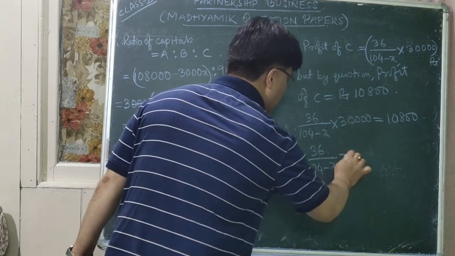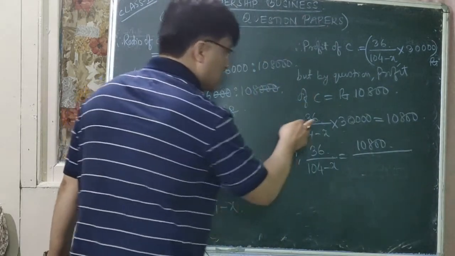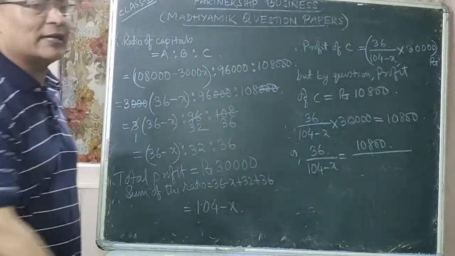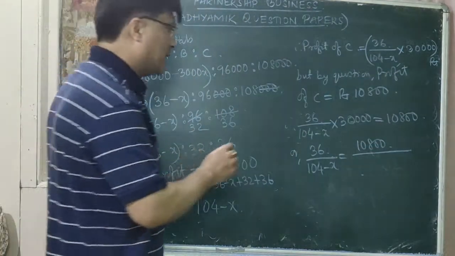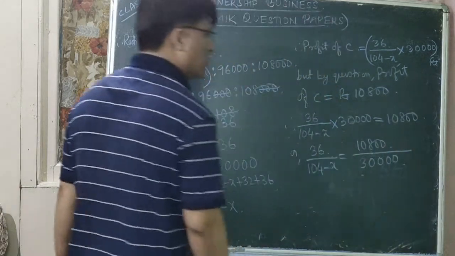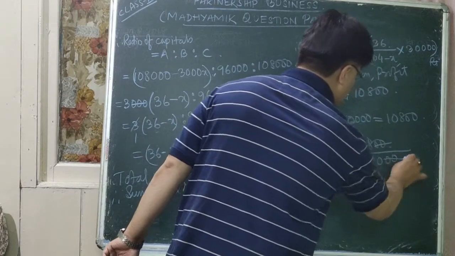36 divided by 104 minus x is equal to 108,000 divided by, since this is a multiplication sign, when this 30,000 goes to the right hand side, you should write it in the denominator, that is divided by 30,000. So I think you have understood it. So you can cancel here, the zeros get cancelled.